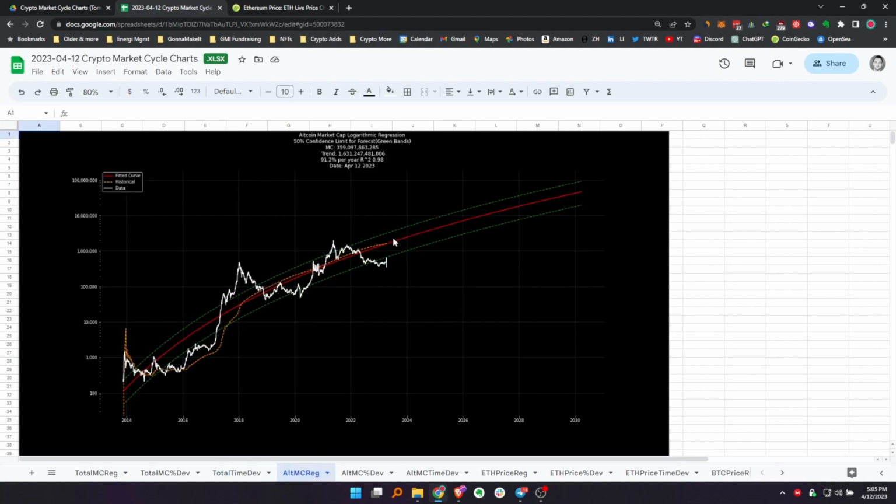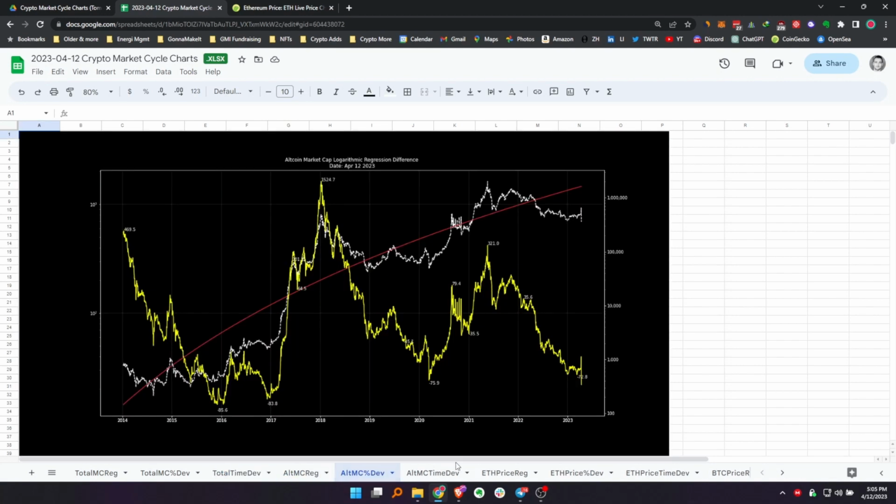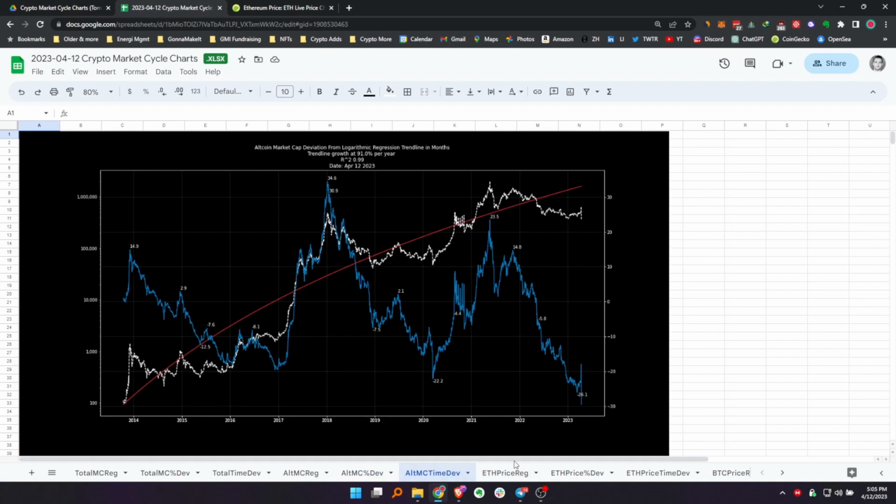Here's altcoins. I'm having a little bit of issues with these graphs. Sometimes it happens with the APIs. But anyway, regardless, you can see that altcoins are actually more undervalued than ever in history. Holy crap. Does that always last? No, it doesn't, and we don't know what's going to happen.